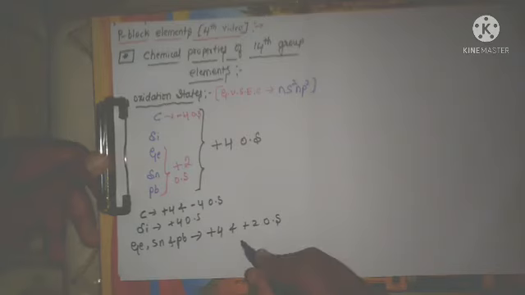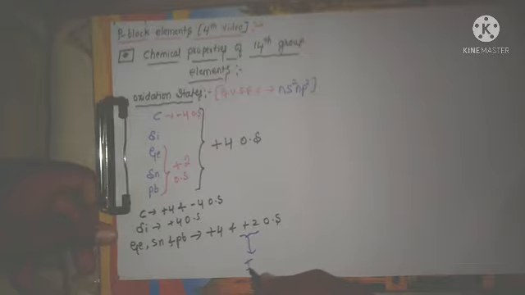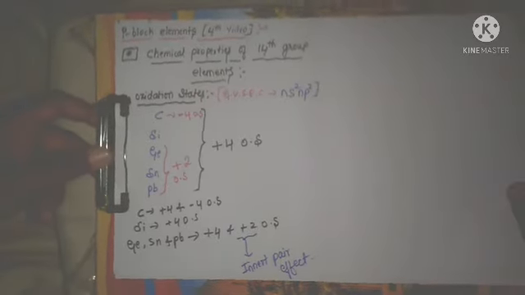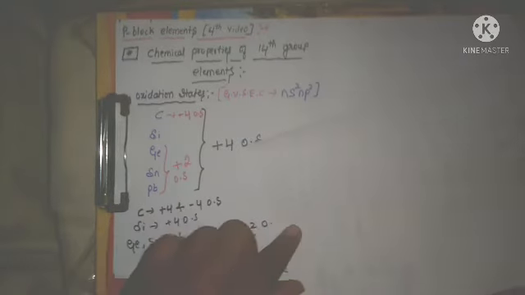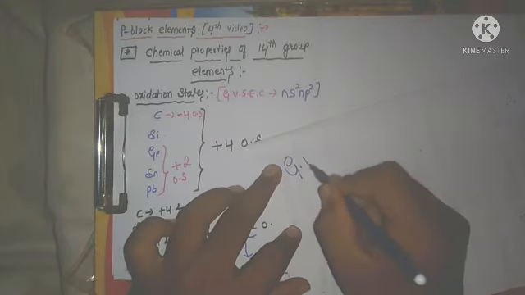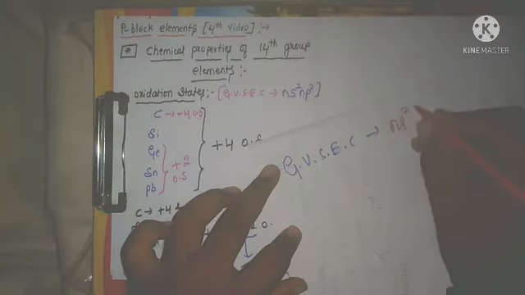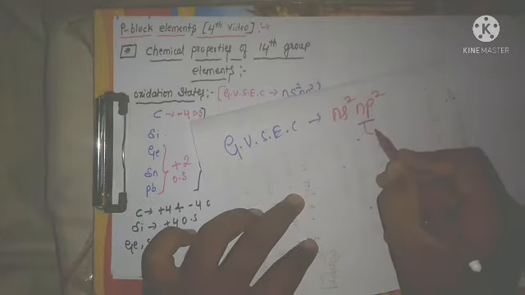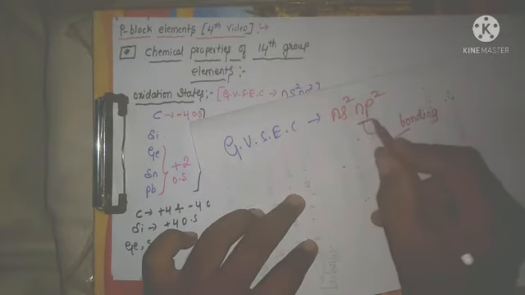Now just check, this +2 oxidation state of germanium, tin, and lead is because of the inert pair effect. We already discussed the definition in the last class, but I will tell it once more. What is the general valence shell electronic configuration of 14th group elements? It is ns2np2, correct?